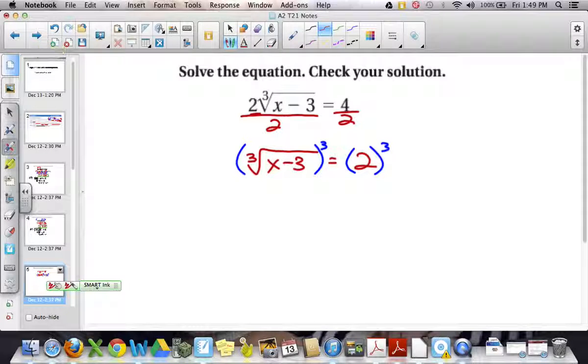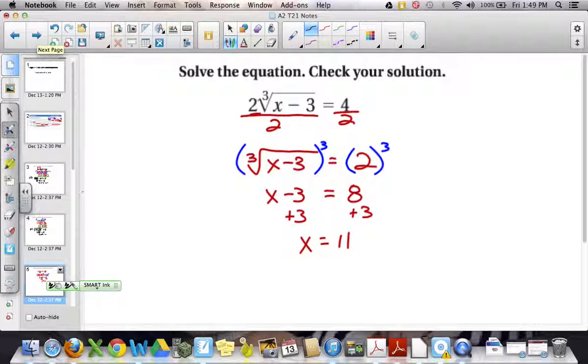And that leaves me with just x minus 3 on the left side. On the right side, 2 to the third power is 8. And then I need to solve the equation by adding 3 on both sides to get x equals 11.